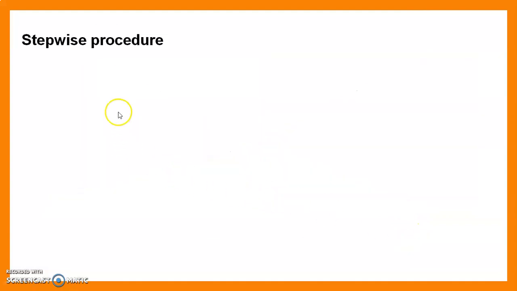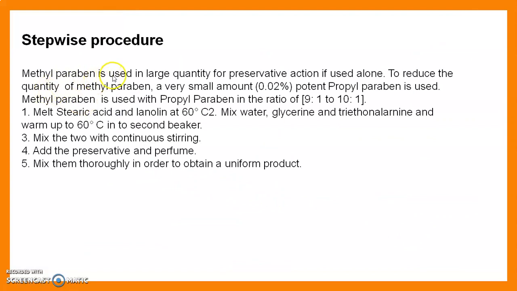Then we next see the step wise procedure of our today's preparation. Methyl paraben is used in a large quantity for the preservation action if used alone. To reduce the quantity of methyl paraben, a very small amount, that is 0.02% propyl paraben, is used. Methyl paraben is used with the propyl paraben in the ratio of 9:1 or 10:1.